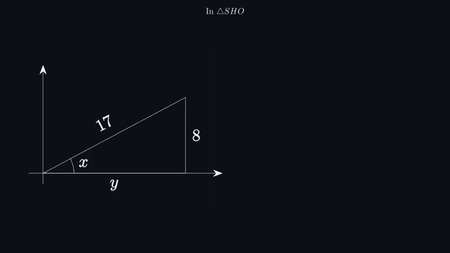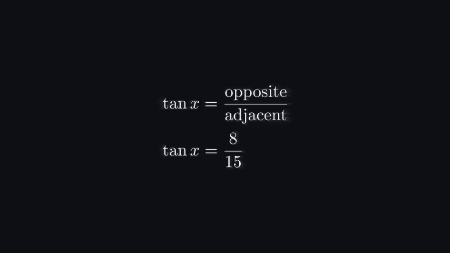Now we have a complete right triangle. The opposite side is 8, the adjacent side is 15, and the hypotenuse is 17. Tan of x equals opposite over adjacent. Tan of x equals 8 over 15.